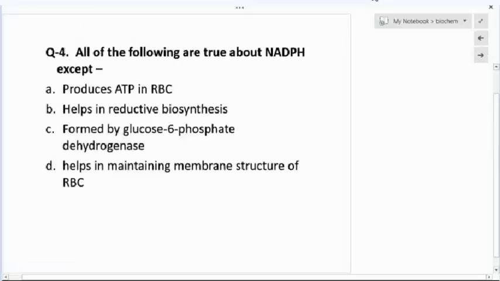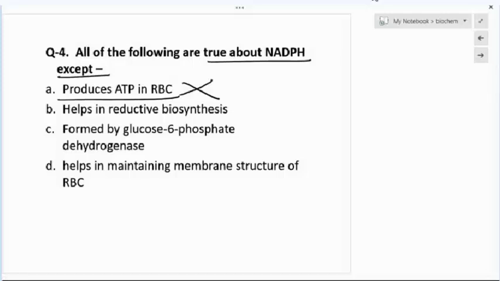Next question is asking you, true about NADPH except, produces ATP in RBC? No ways. NADPH cannot produce ATP in RBC. NADPH never produces ATP in any cell. NADPH is a coenzyme which is actually donor of reducing equivalents for reductive biosynthetic reactions. This has got no role to play in ATP production at all in any cell. It is NADH which produces ATP. So this is absolutely wrong statement. So all of the following are true about NADPH except produces ATP. So this is the answer in this question.